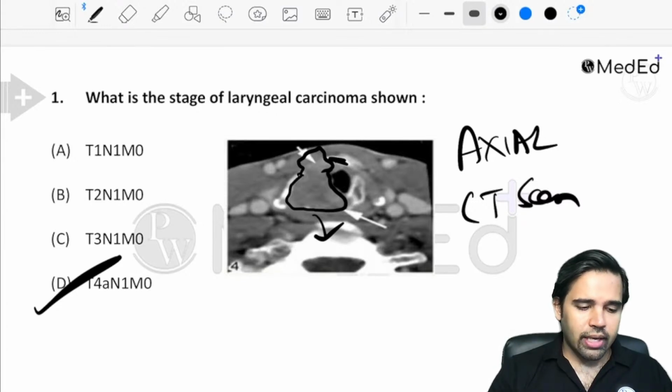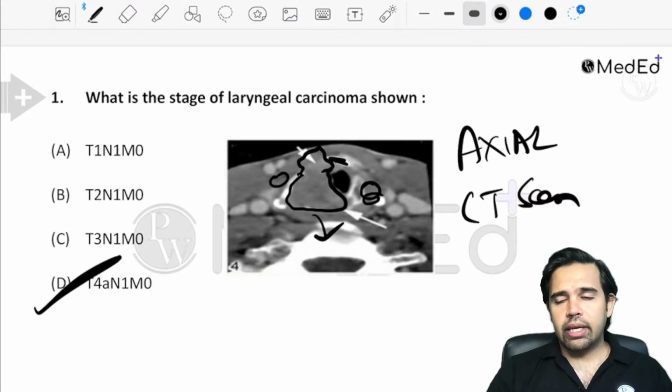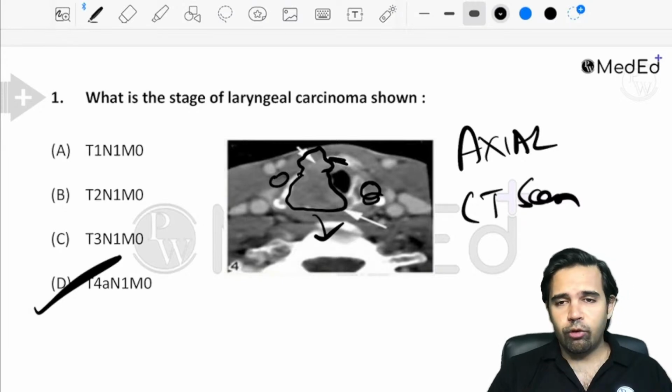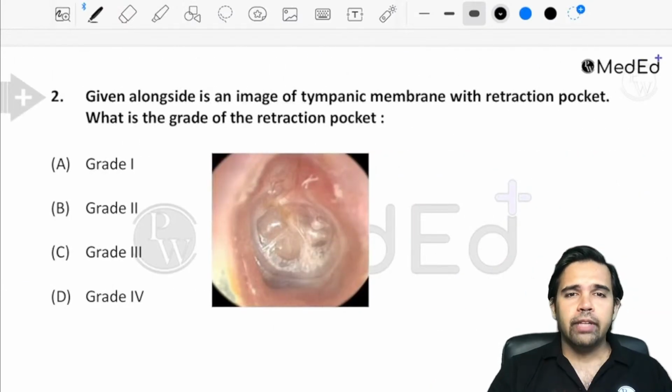I think the node they're talking about is this lymph node that is seen. Okay, so that's the nodal area. I cannot make it out very clearly with this blurry image, but because of the extension outside, T4A is the option.